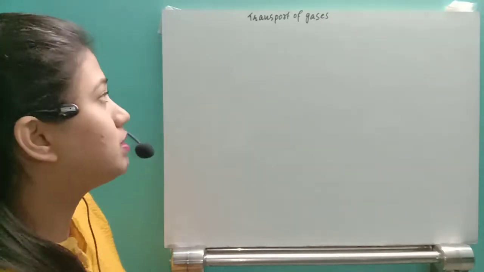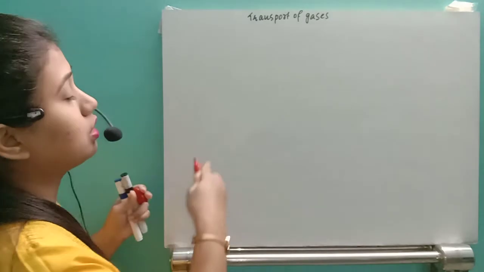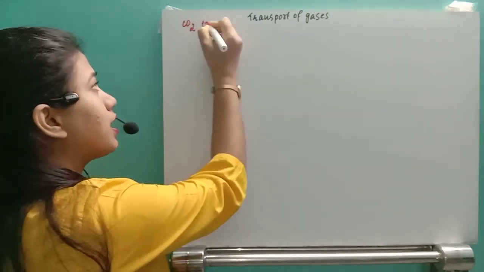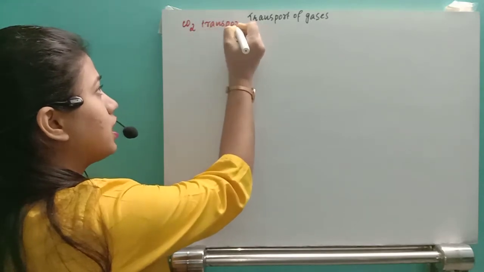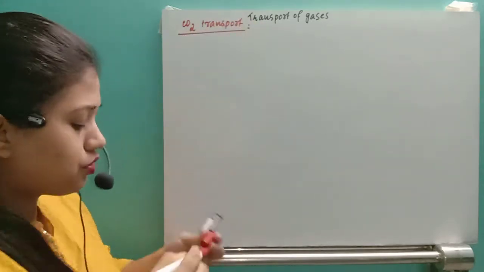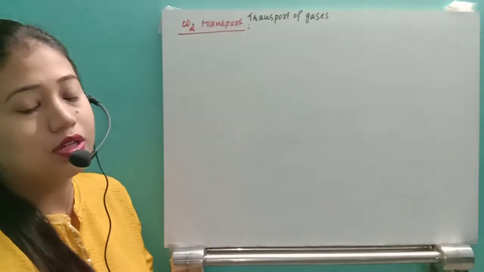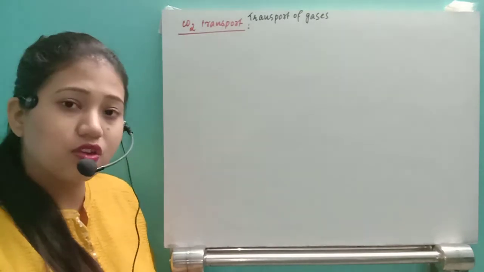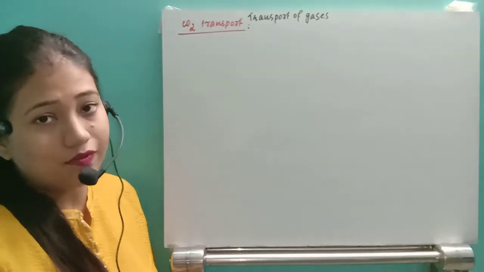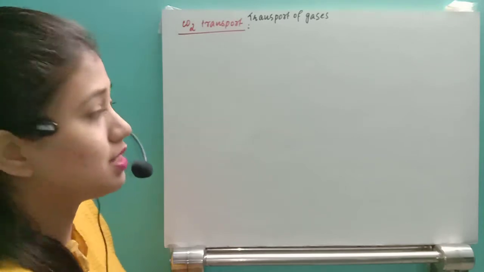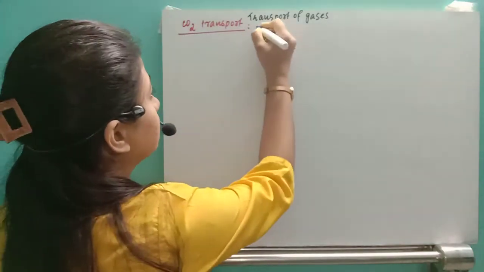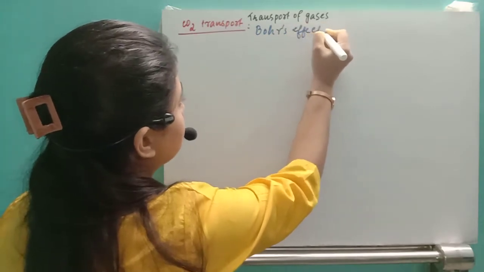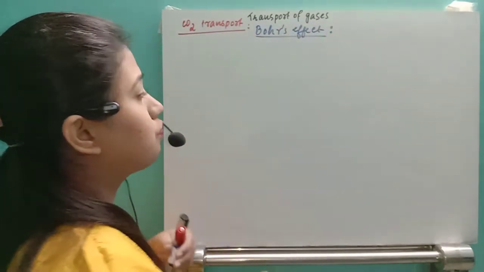So first of all, we will see what happens during the transport of carbon dioxide. Okay, so during carbon dioxide transport, what actually happens? Whenever carbon dioxide is being transported from the region of the tissue to the region of the alveoli, a phenomenon occurs. And what is that phenomenon? That is called the Bohr's effect. Now what is that Bohr's effect?